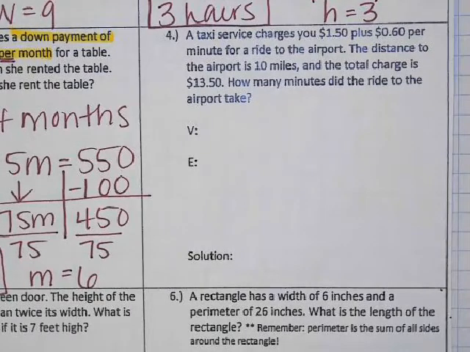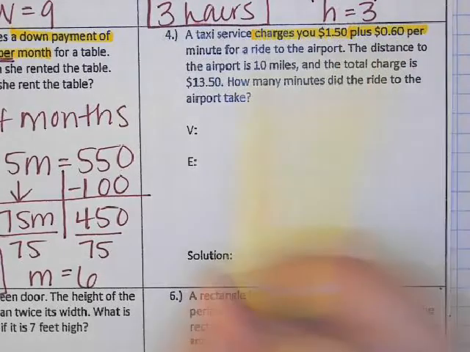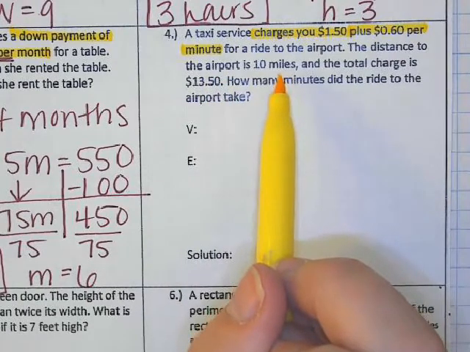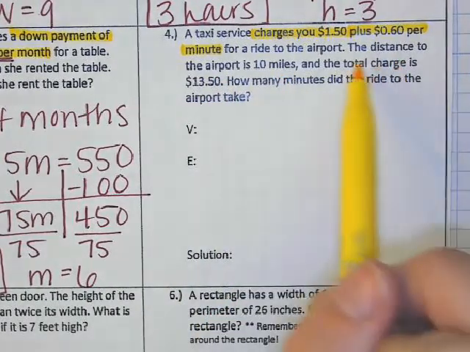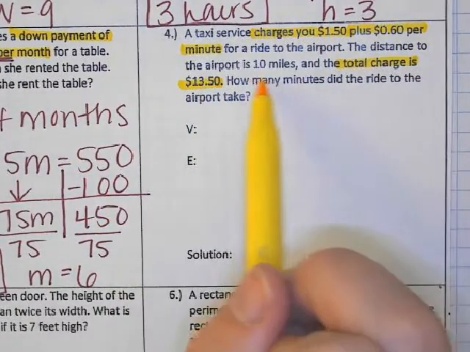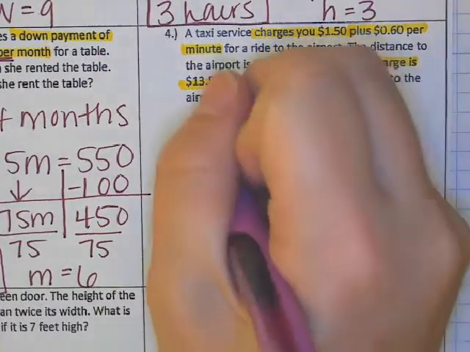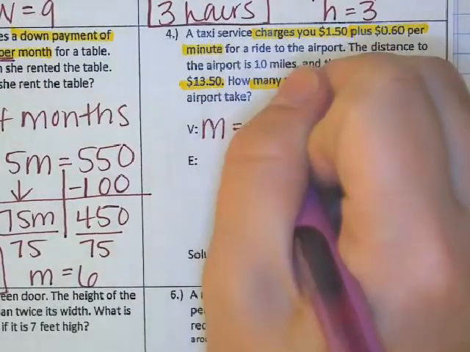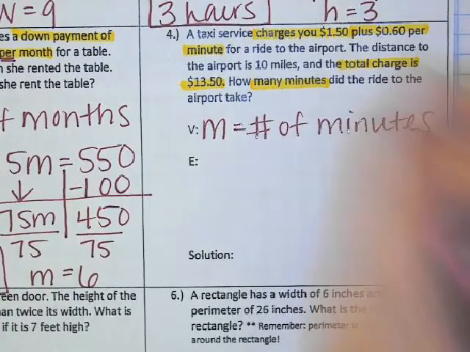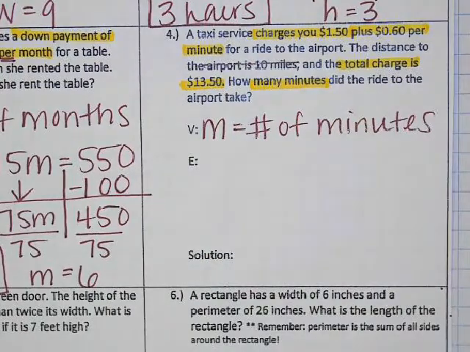A taxi service is going to charge you $1.50 plus 60 cents per minute. Do I need to know that the airport is 10 miles away? No. But I do need to know that the total charge is $13.50. We're trying to solve for how many minutes did the ride to the airport take. Knowing this, my variable is going to be M for the number of minutes. Again, we don't need to know the number of miles. That is extra information that they're going to try to use to trick us.